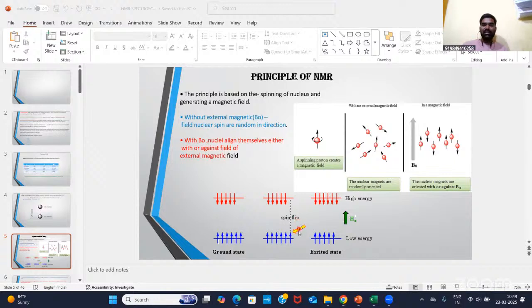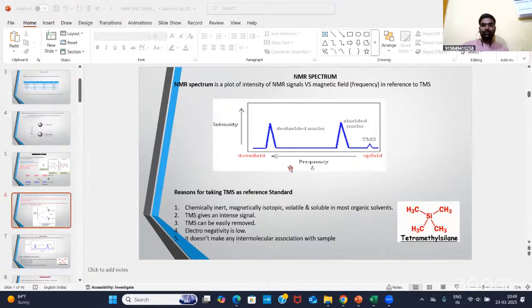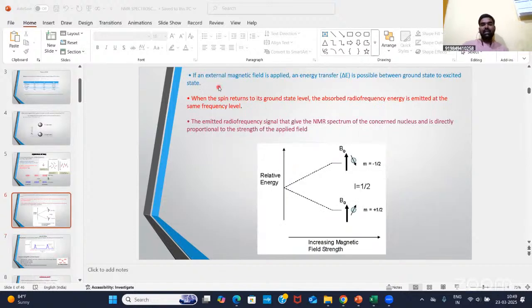So spin transitions will occur whenever we give energy to the ground state atoms. If an external magnetic field is applied, an energy transfer is possible from the ground state to the excited state. Whenever we apply a magnetic field to the ground state, what happens? They will get excited and try to go to the excited state, isn't it?